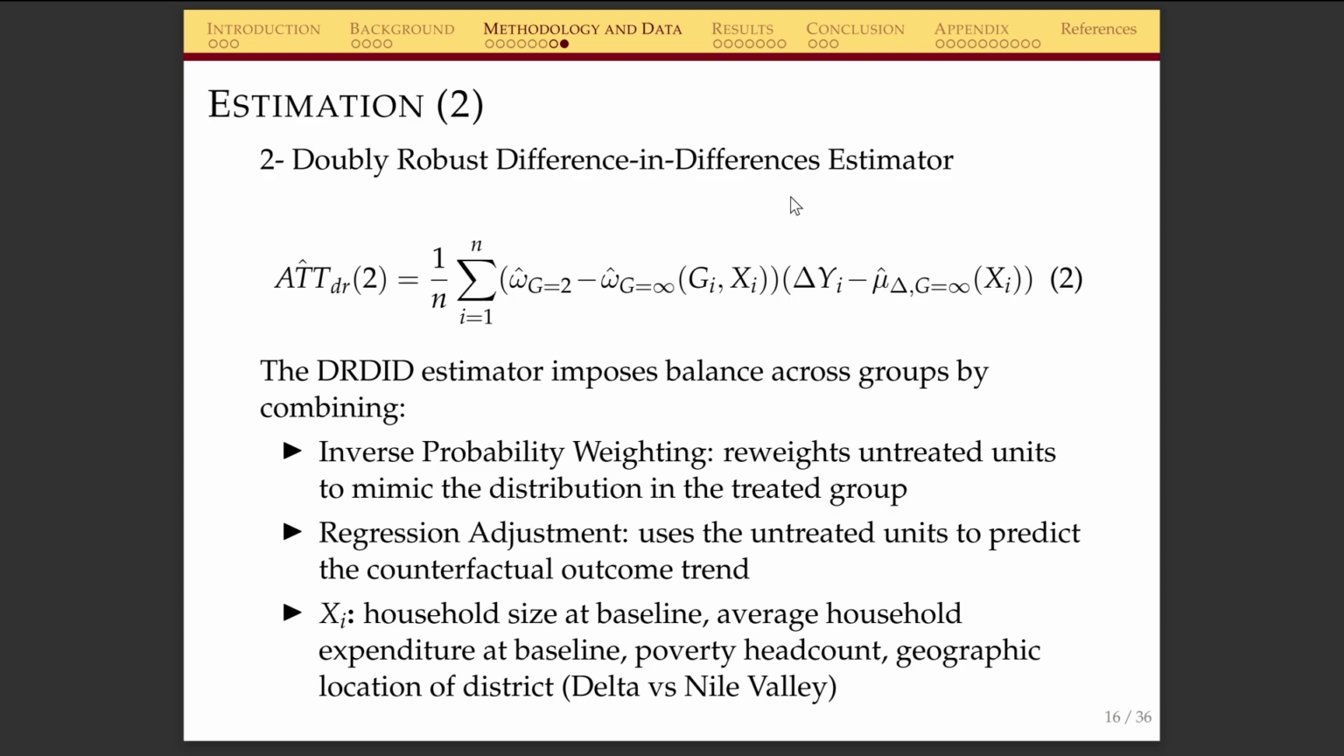The other estimation method that I'm using is the doubly robust difference-in-differences estimator, because it imposes the balance across groups, and it combines inverse probability weighting, which reweights untreated units to mimic the distribution in the treated group, and regression adjustment, which uses the untreated units to predict the counterfactual outcome trend. And I'm specifically controlling for household size at baseline, average household expenditure at baseline, poverty headcount, and geographic location, the Delta versus the Nile Valley.